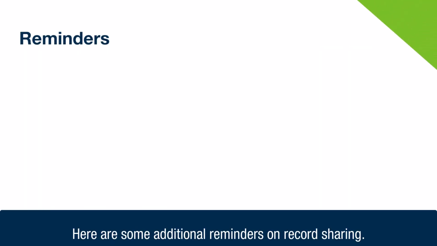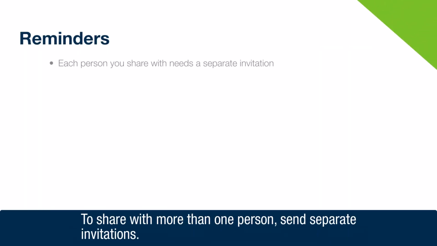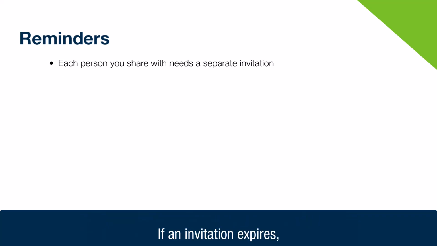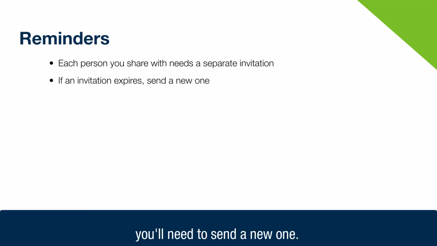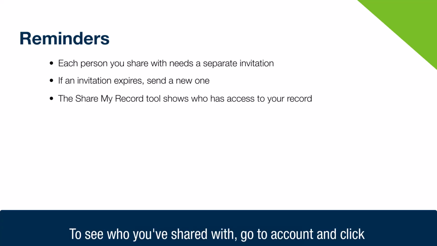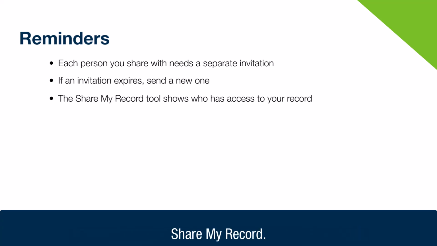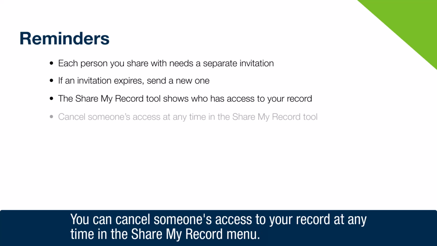Here are some additional reminders on record sharing. To share with more than one person, send separate invitations. If an invitation expires, you'll need to send a new one. To see who you've shared with, go to Account and click Share My Record. You can cancel someone's access to your record at any time in the Share My Record menu.